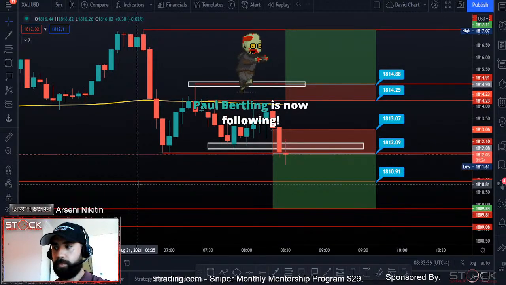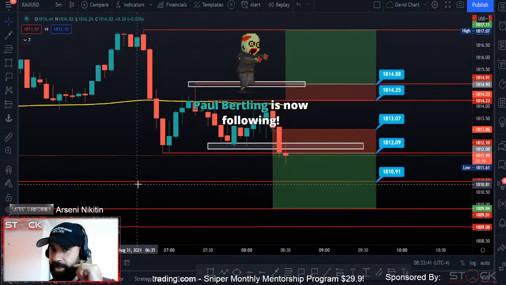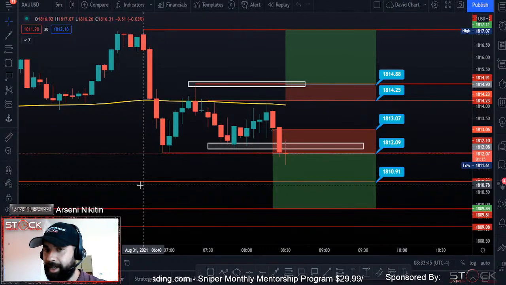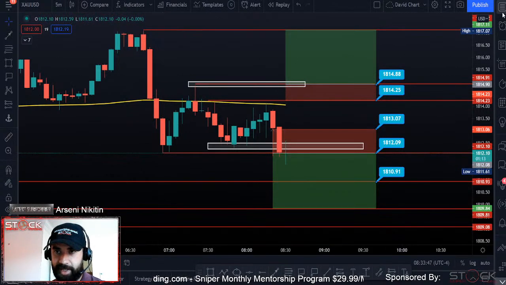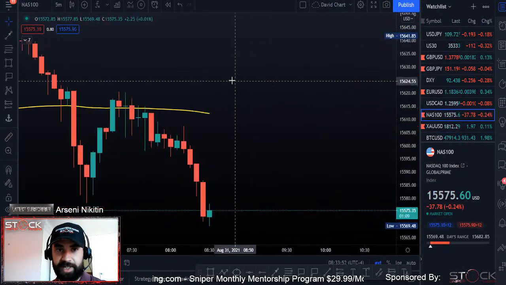So okay, guys, as you can see, this 8:30, like I said, it's looking good for the sell. Still a lot of bears in there, but they're holding it right at that 1812.9 area. I'm going to chart Nasdaq, and we're going to see what's going on with Nasdaq.